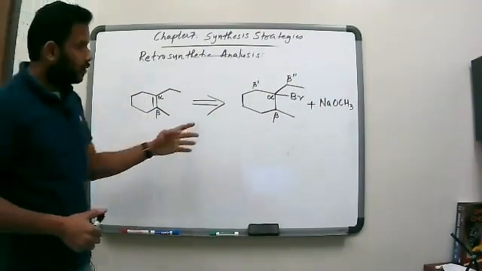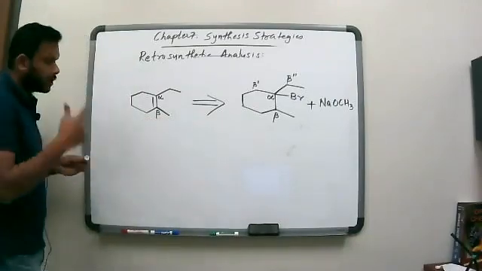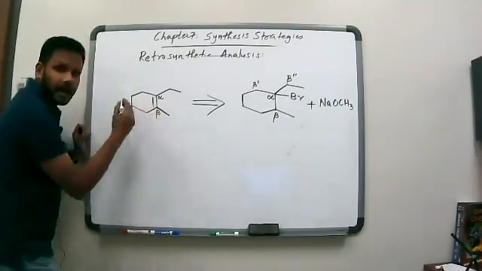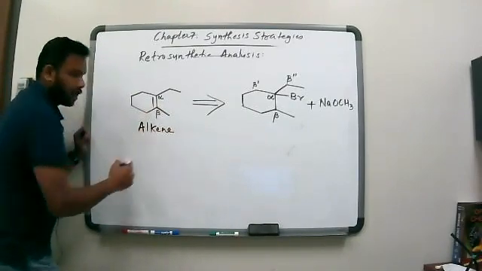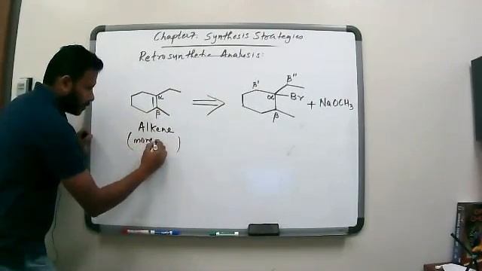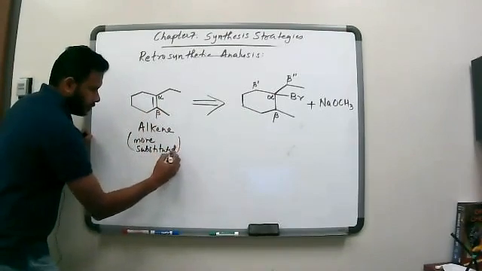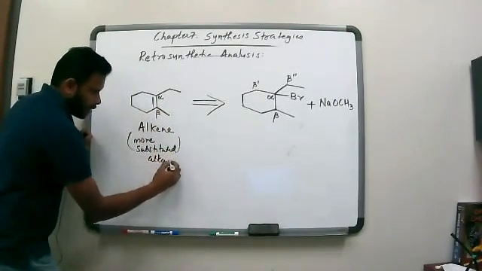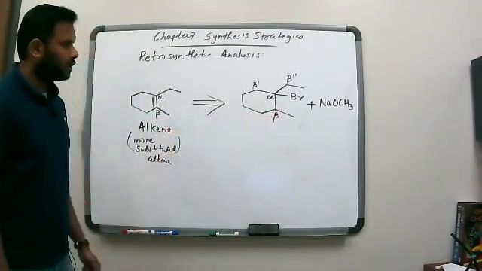The reason is that this is the more substituted alkene. So that's another analysis that you have to keep in mind. We have an alkene, and it's actually the more substituted alkene that's possible. So this is one retrosynthetic analysis.